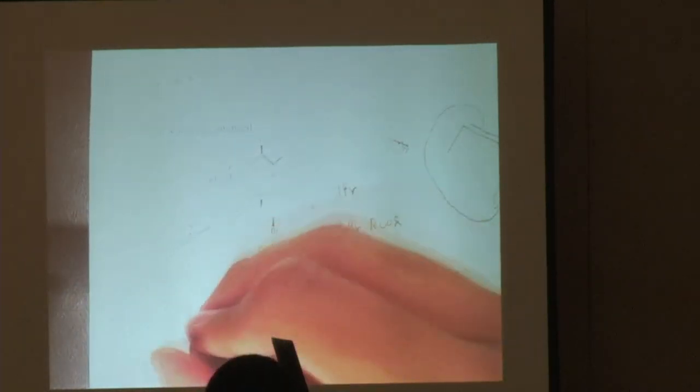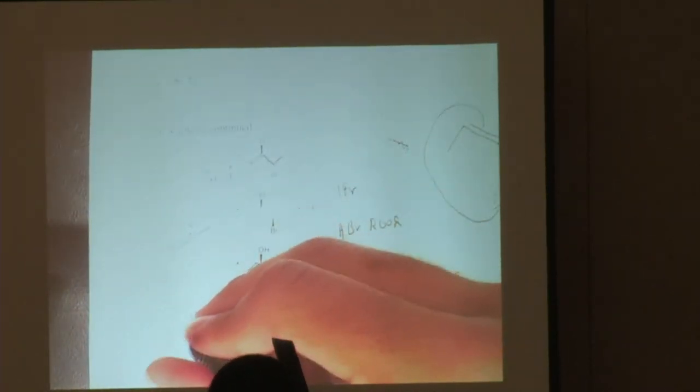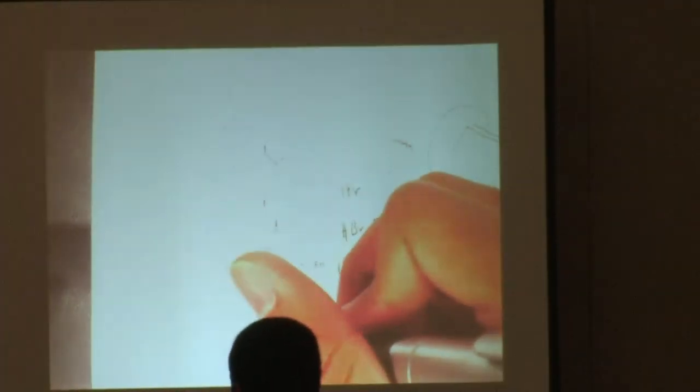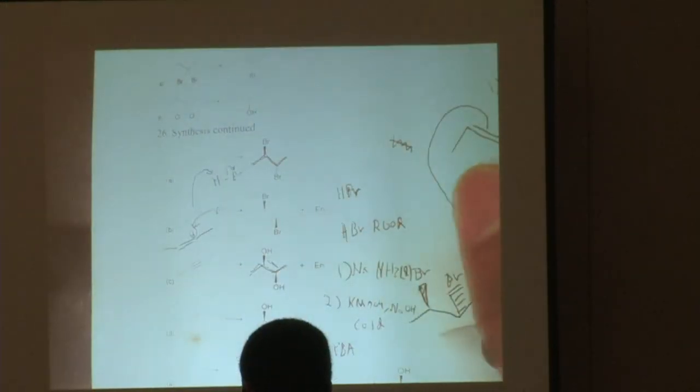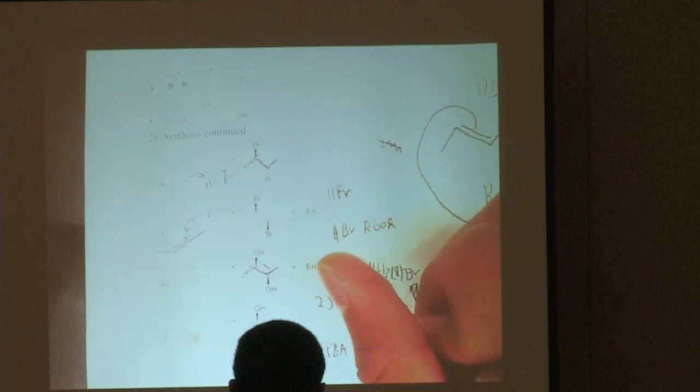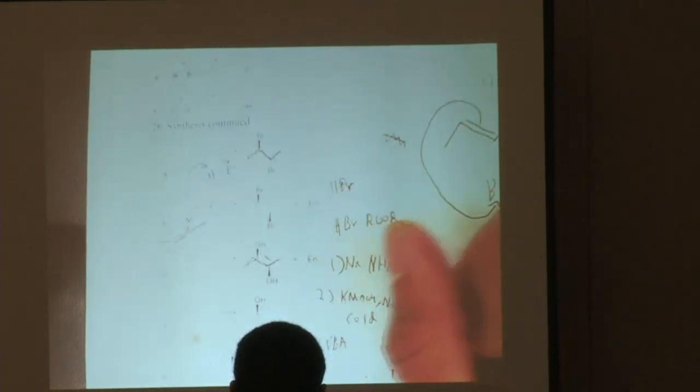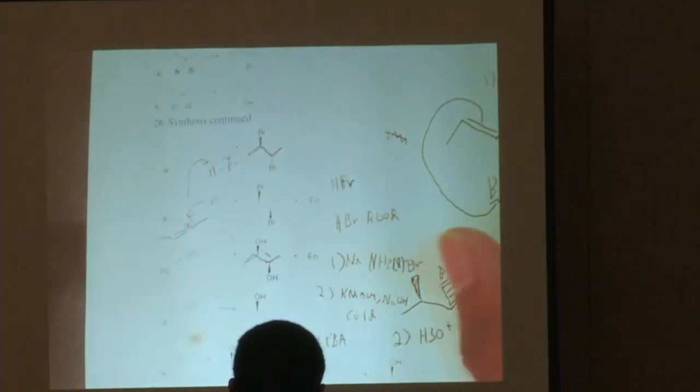All right, so for the next one, when you have an alkene, you can form an epoxide using MCPBA as your first step. And then after you do that, you can use H3O plus to get anti-addition of OHs.